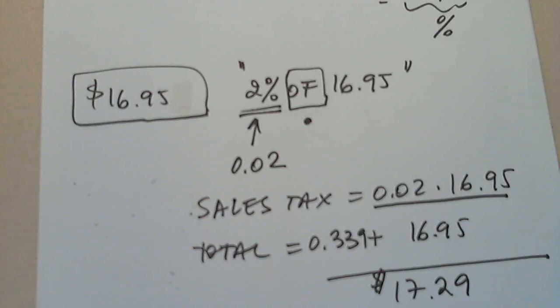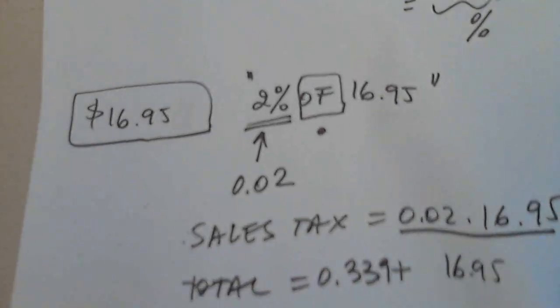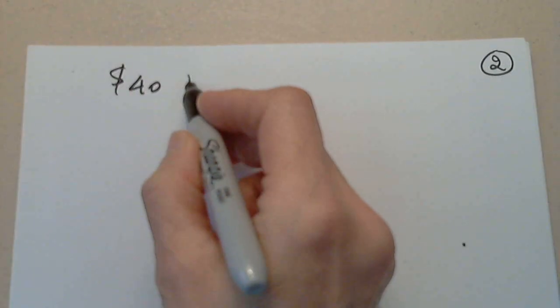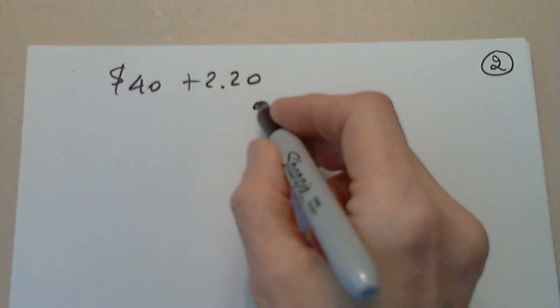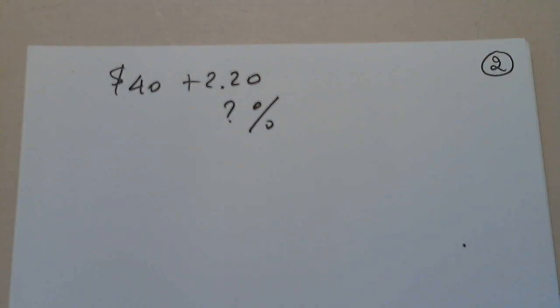Yes, the sales tax on the purchase of a pair of winter boots priced at $40 was $220. What is the sales tax rate? Okay, let's work on this problem. So the price was $40. The sales tax was $220. And the question is, what is the percentage?